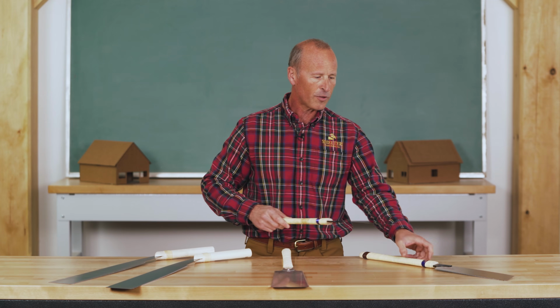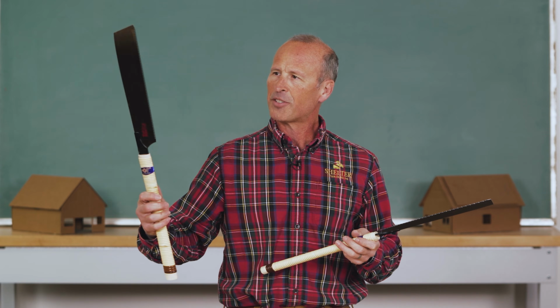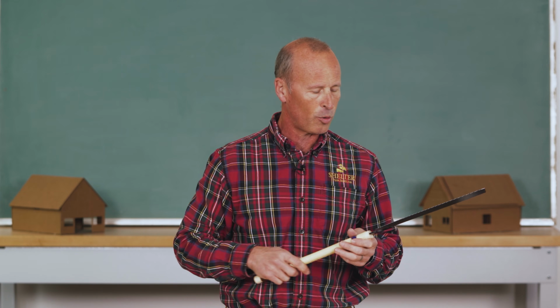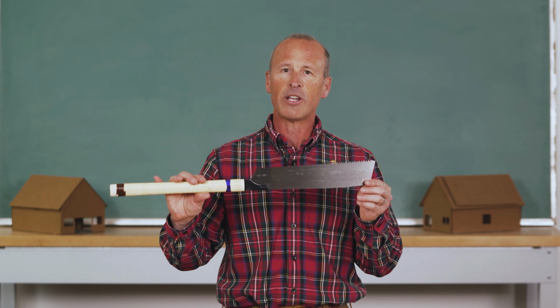If you look carefully at the teeth, this saw has a crosscut tooth and this saw has a ripping tooth. The ripping tooth is very simple. It is ground perpendicular to the blade and just presents a chiseled tooth at the top of the tooth, which is the cutting edge of the saw.